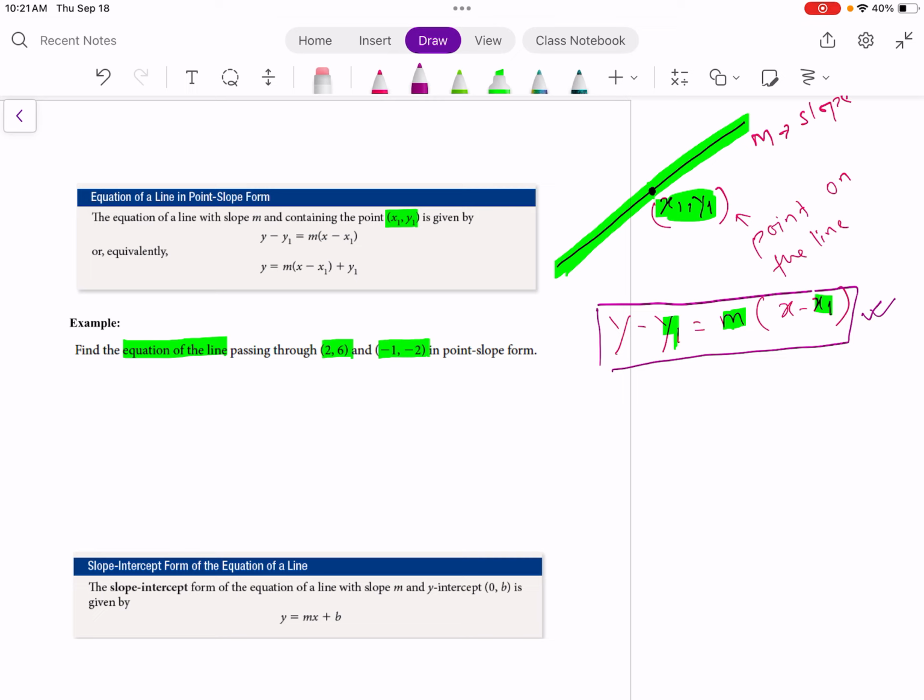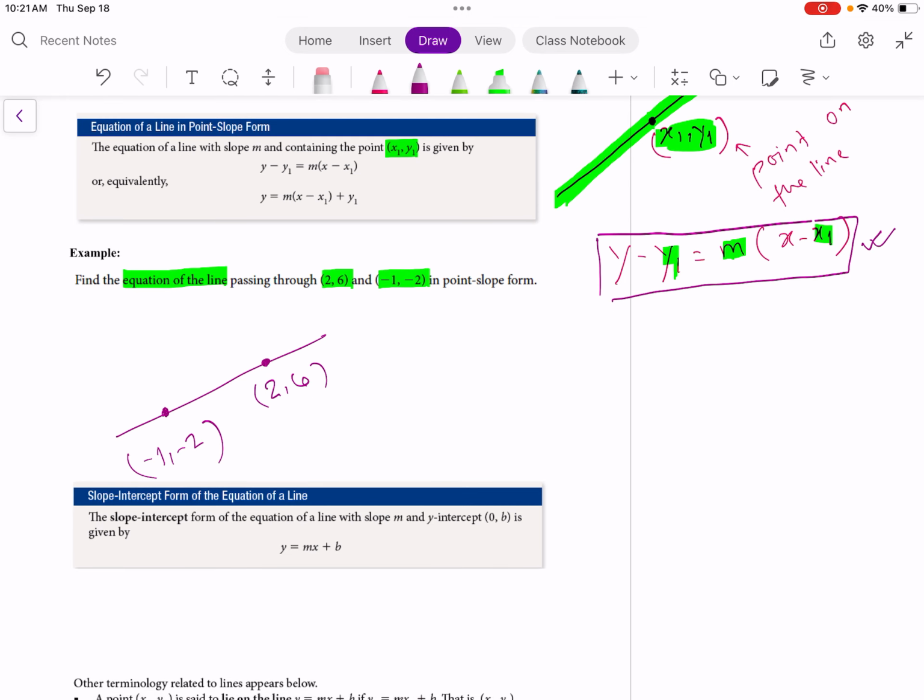Now let's draw a line. So we have a line passing through two points. Let me take this point as -1, -2, and this point as 2, 6. So we have this straight line, and this straight line passes through the points -1, -2 and 2, 6. Our target is finding the equation of the line.